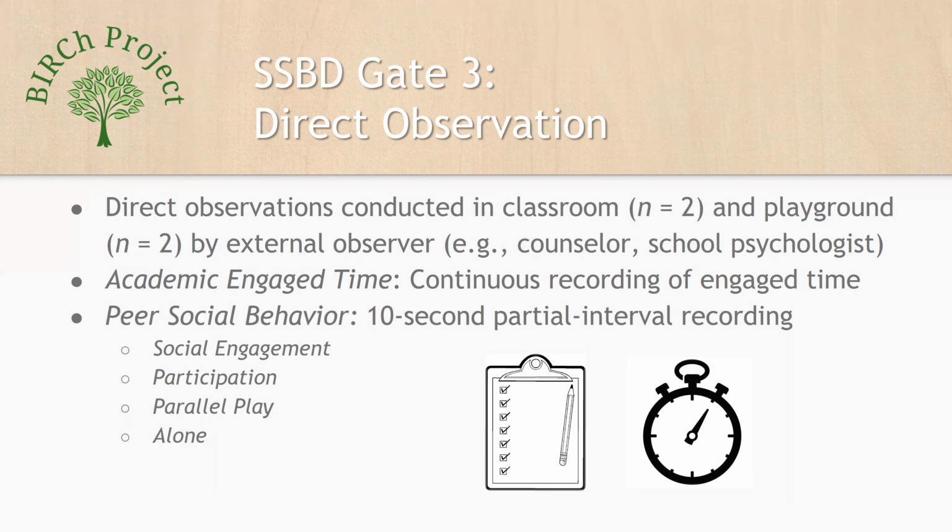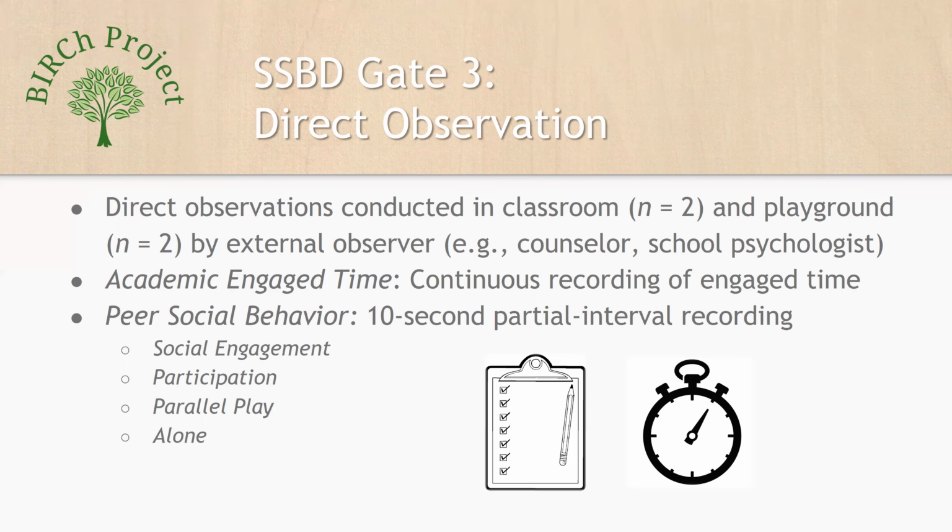The external observer also uses a partial interval recording procedure to record peer social behaviors, specifically social engagement, participation, parallel play, and alone. There's also a no codable response when the student is not exhibiting one of these particular categories of behavior. The advantage of this is that you have an external observer, someone other than the teacher, has a chance to observe a student, see the behaviors in the context in which they occur, and use a systematic process for recording data on those particular behaviors.